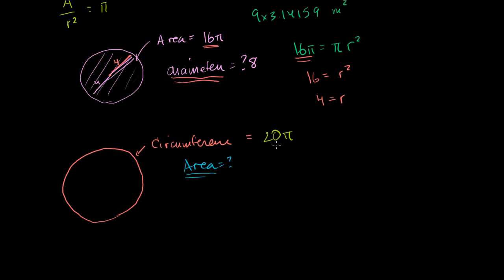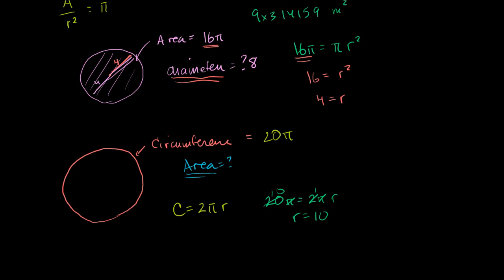So if I know that the circumference is 20 pi, what do I know about its radius? Well, we saw in the last video that the circumference is equal to 2 pi times the radius. So if the circumference is equal to 20 pi, we could write that 20 pi is equal to 2 pi times the radius. Now, if you divide both sides of this by pi, those cancel out. And then if you divide both sides by 2, this becomes a 1, and this becomes a 10. So you get the radius is equal to 10, which makes sense, right? 2 pi times 10 is going to be equal to 20 pi. So we figured out our radius.